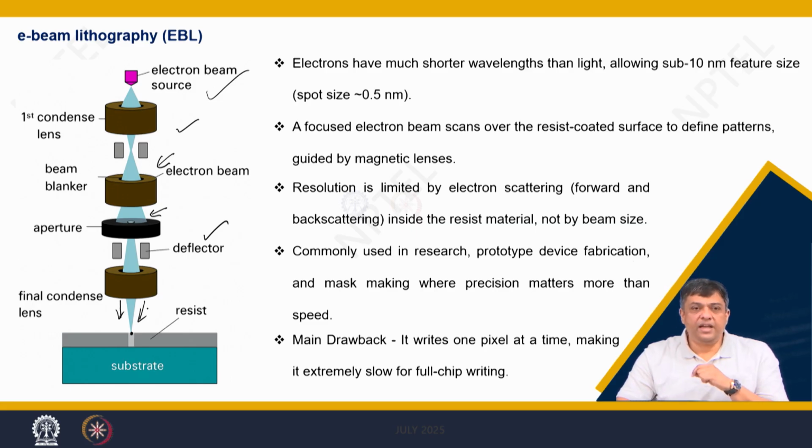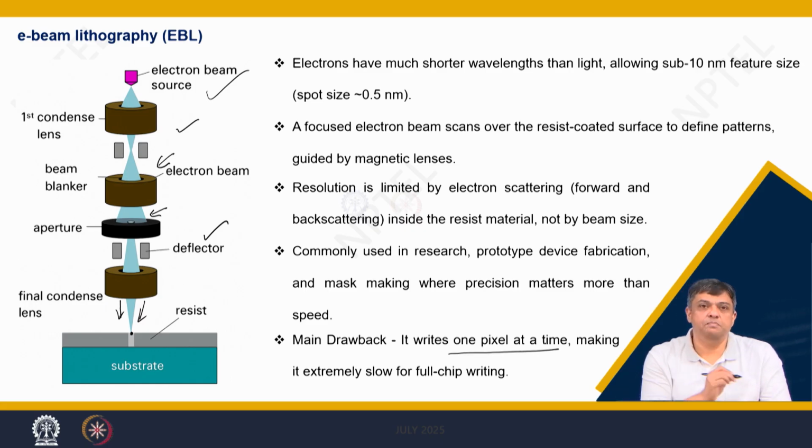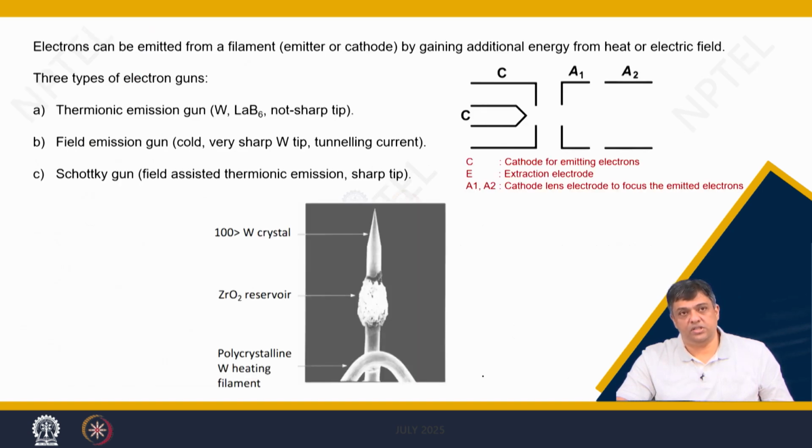The main drawback you can see immediately is that it writes one pixel at a time, thus making it extremely slow for full chip writing. So, although it is quite precise, it takes a lot of time to carry out this process. When the electrons are emitted from the filament, they are accelerated and then made to fall on the substrate.